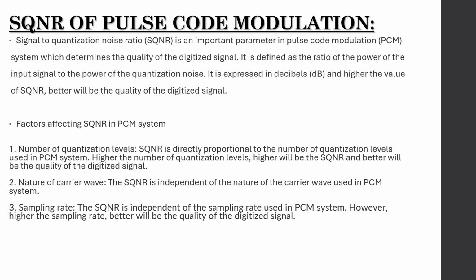Then we come to factors affecting SQNR in a PCM system. Number one, number of quantization levels. SQNR is directly proportional to the number of quantization levels used in a PCM system. The higher the number of quantization levels, the higher the SQNR and the better the quality of the digital signal. Number two, nature of the carrier wave. The SQNR is independent of the nature of the carrier wave used in a PCM system. Number three, sampling rate. The SQNR is independent of the sampling rate used in a PCM system. However, the higher the sampling rate, the better the quality of the digital signal.